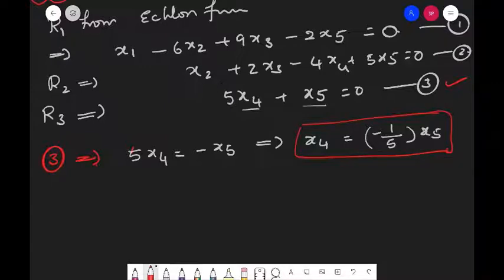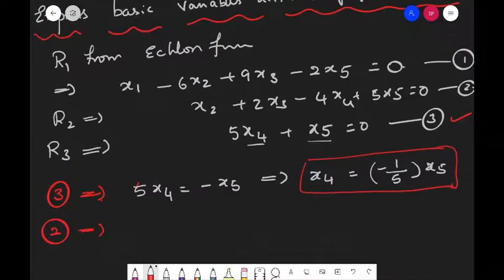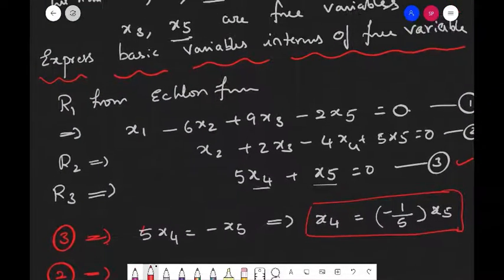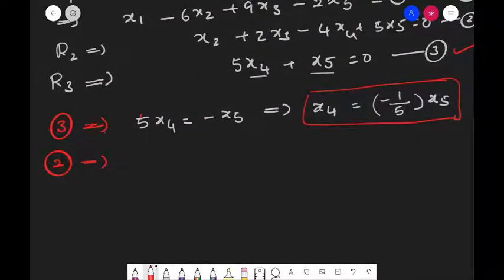Then 2 implies. Now we'll consider equation 2. In equation 2 I have x2, x3, x4, x5. In this, which are free variables, which are basic variables? x2 is a basic variable, x3 is a free variable again, and x4 is a basic variable, x5 is a free variable. You keep all the basic variables on one side and free variables on the other side.